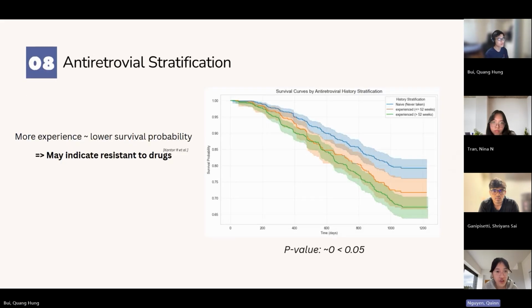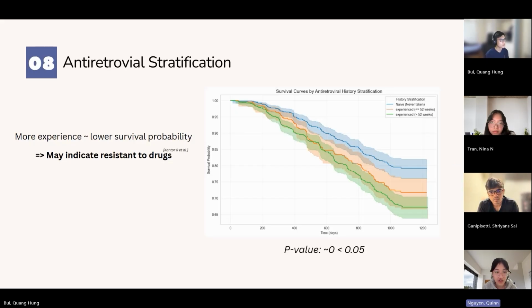Our survival curves show treatment-naive patients survive at 79% versus 67% for those with extensive prior therapy. The log rank test confirms that this is highly significant, with a p-value less than 0.05. This aligns with the published research in 2014 that drug resistance accumulates with treatment duration. Treatment-naive patients are the best intervention window.